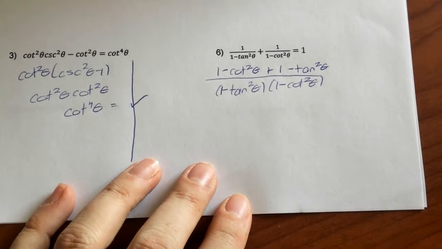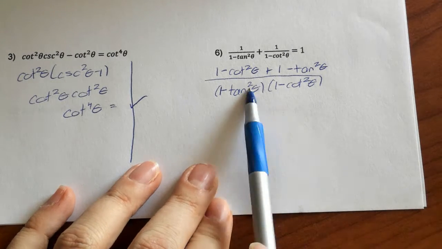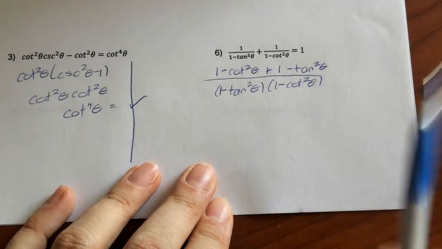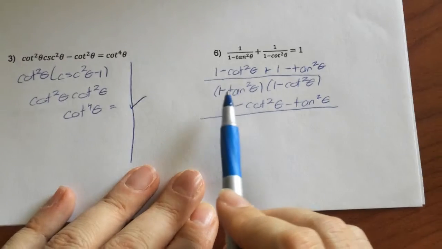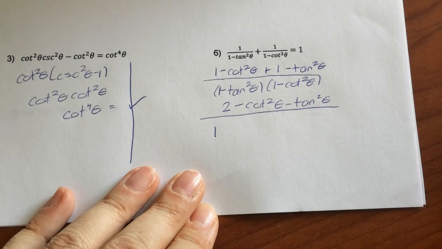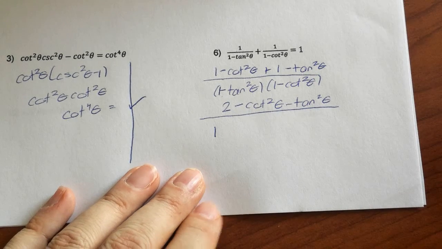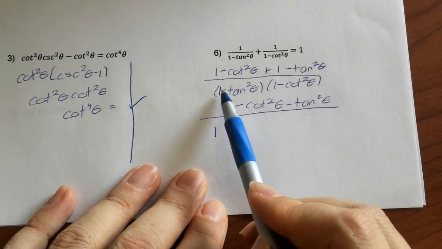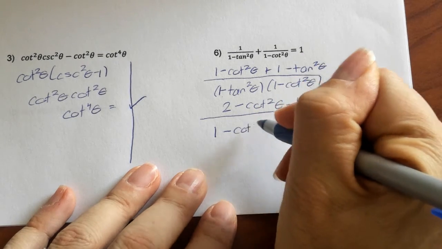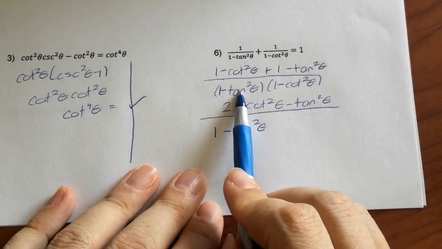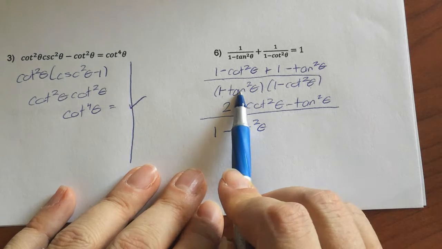Alright, now my next step would be to actually multiply these out. So you can FOIL it, you can box method, but the top is going to stay the same, other than I have a 1 plus 1, which is 2. So I'm going to combine those. Minus cotangent squared theta minus tangent squared theta. So multiplying this out, I get 1. My middle term, I'm going to have 1 times negative cotangent squared theta, so negative, and then I'm going to have negative tangent squared times 1.